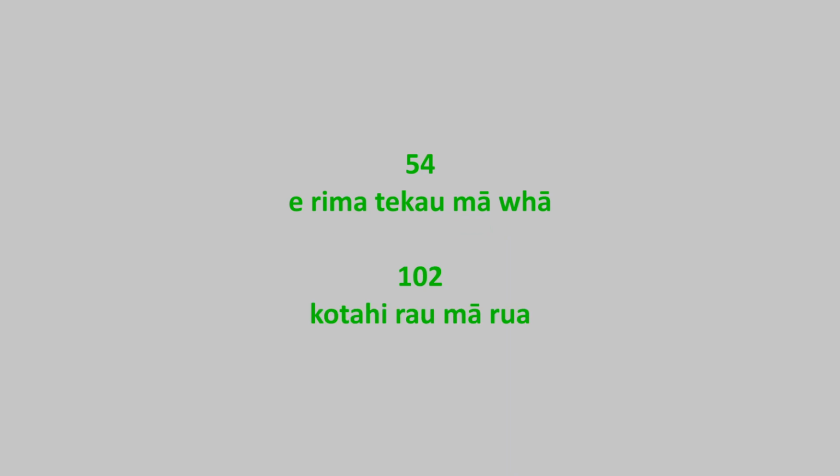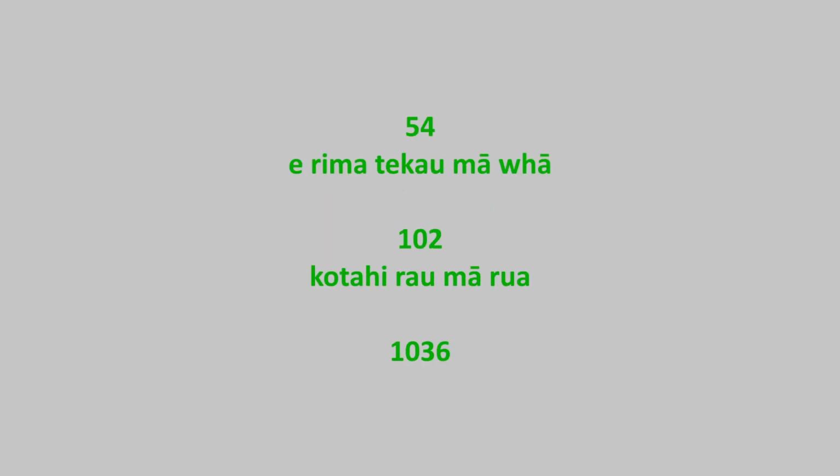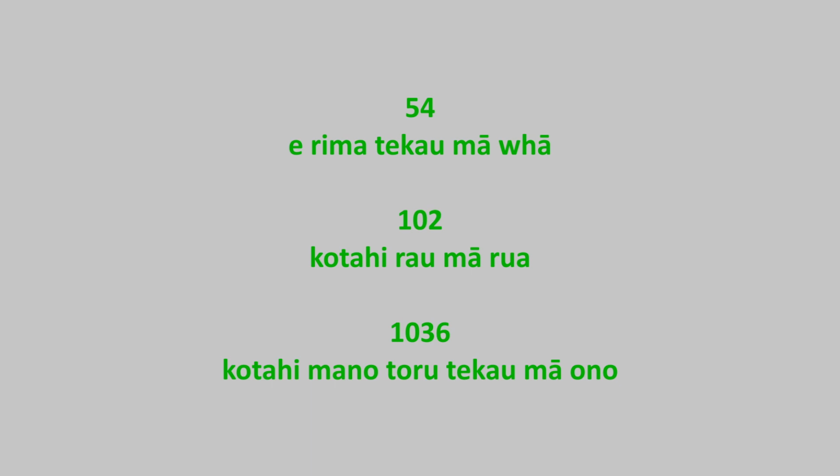For example, 54. Rima te kau mā whā. The leftmost digit is 5, which is not 1. Therefore, you would add the e. So it would be e rima te kau mā whā. However, if the leftmost digit does have a 1, for example, 102, you would drop the e and say kotahi rau mā rua, 102. Last example, 1036. Again, the leftmost digit is 1, so you would drop the e and say kotahi mano toru te kau mā ono.